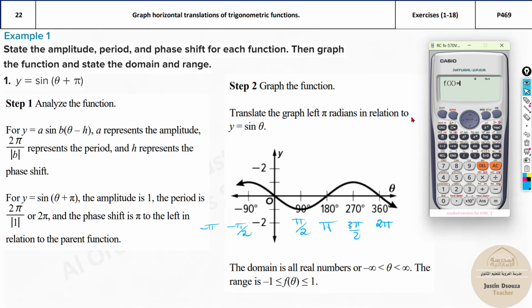Let's just clear it off because I put some error. It's sine(x plus pi), close the bracket. And now what happens is press equal to. This g of x is not needed, you're graphing only one function, so ignore this graph. Now start it at minus pi here. That is the starting point. Now let's end at 2 pi.